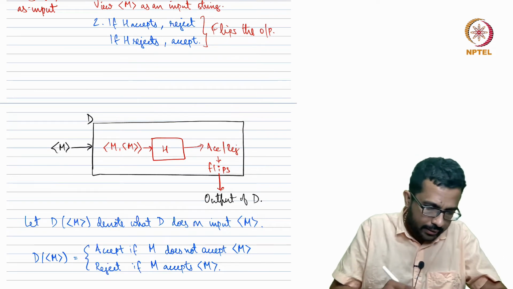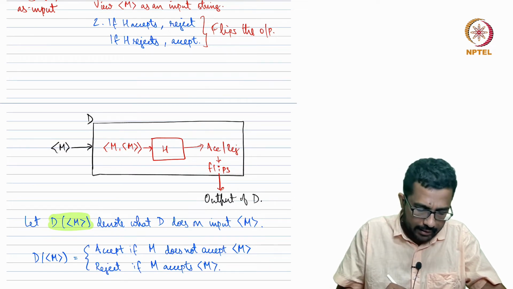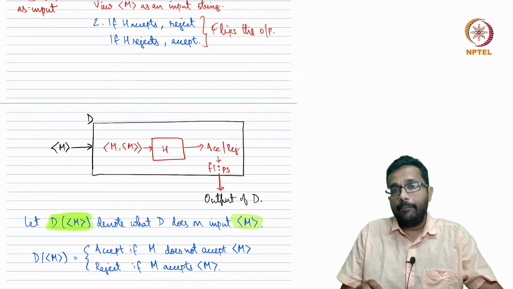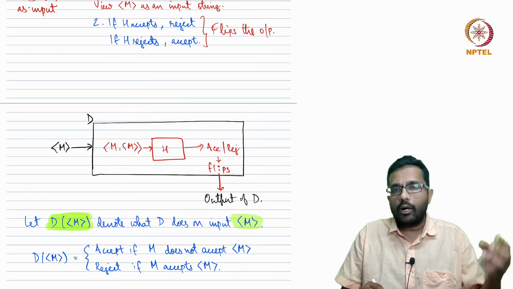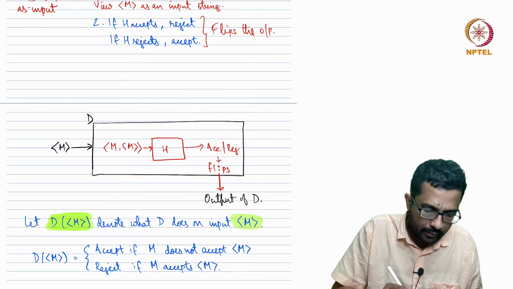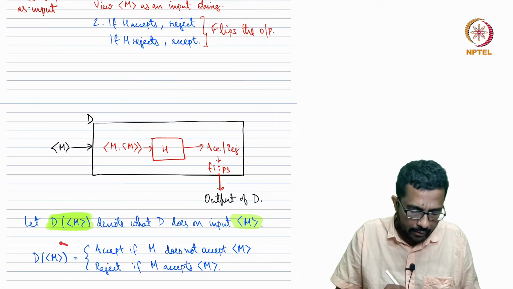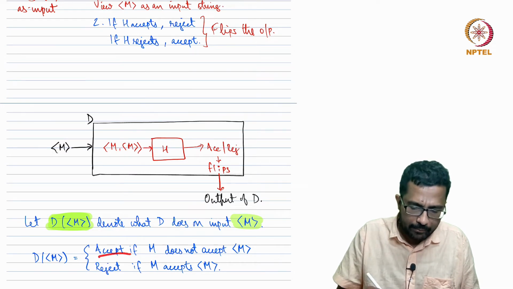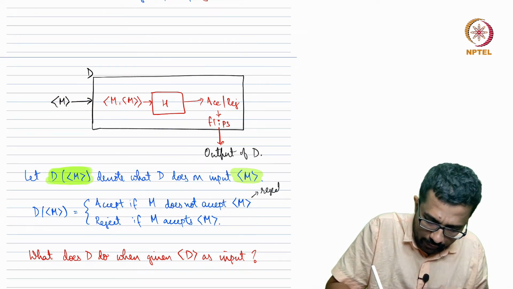So let us denote by this notation, D of the description of M, what D does when it is fed M as input. What does D do? It takes the output of H and flips it, and H is a decider for ATM. So H will accept if M accepts its own description. So D of M will reject if M accepts its own description, and D of M will accept if M does not accept its own description. Not accepting means two possibilities: one is reject and two is loop.